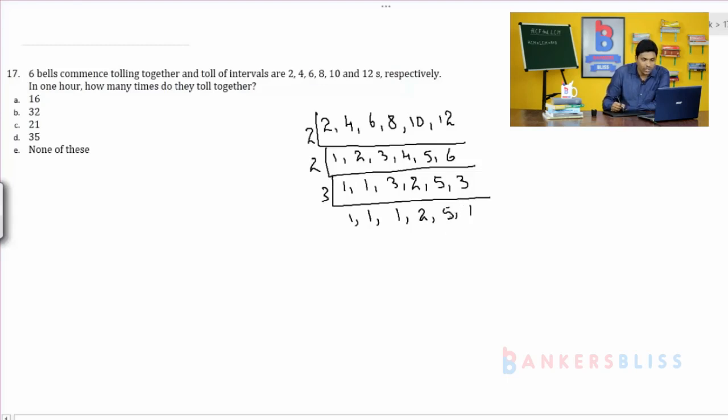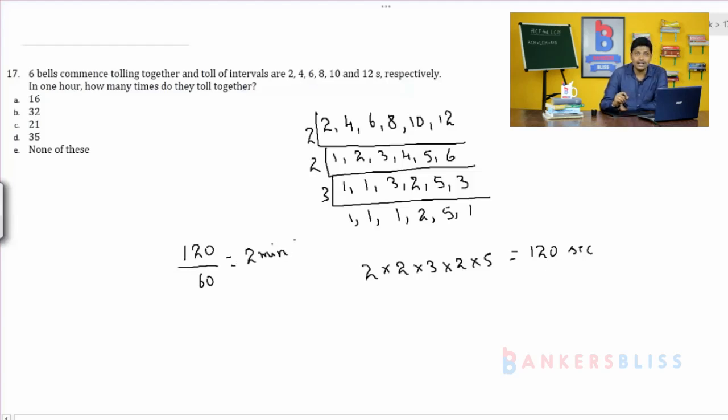Now 2 and 5 are co-primes, so directly you multiply 2 into 3 into 2 into 5. So 5 2s are 10, 10 3s are 30, 30 2s are 60, 60 2s are 120. So 120 seconds. After 120 seconds, they will toll together. 120 seconds means how many minutes? 120 by 60, which is equal to 2 minutes.